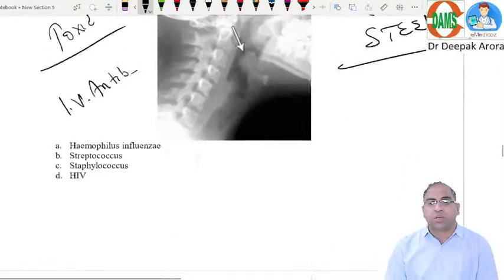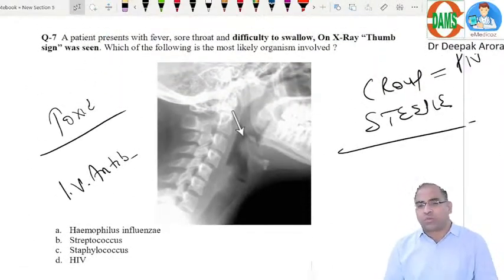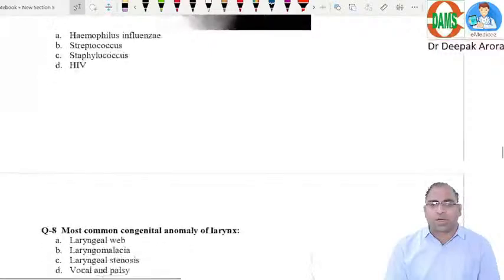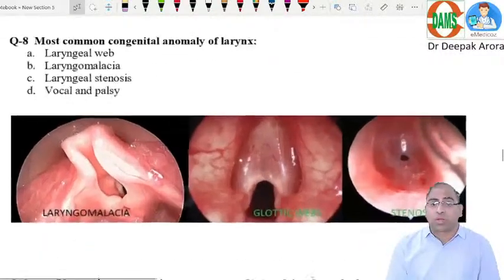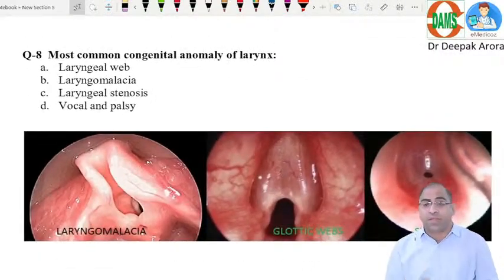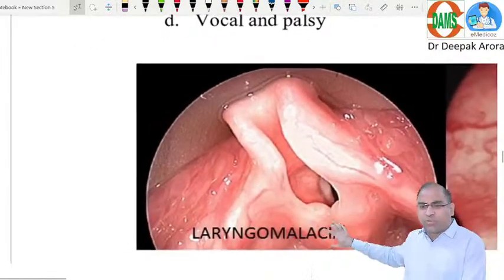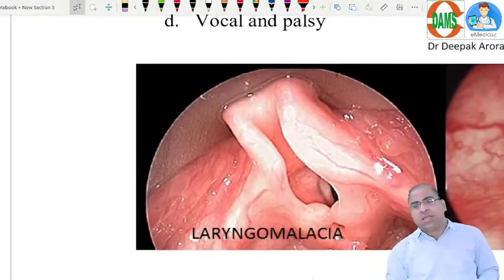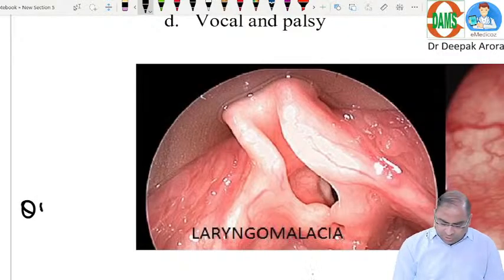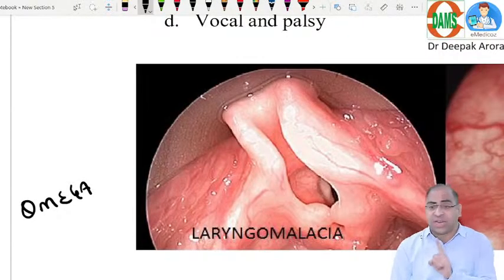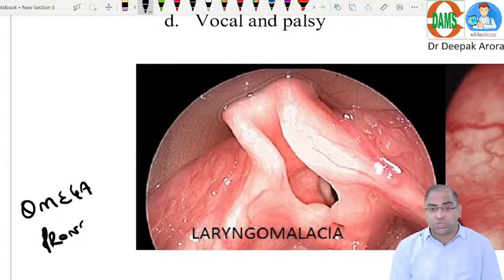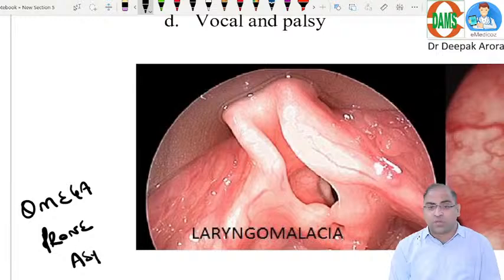Coming to the next one, they will ask you which organism is there, so we'll be going for streptococci. Coming to the next one, most common congenital anomaly of the larynx. I am telling you, 99% the MCQ will be on laryngomalacia. It has an omega shaped epiglottis, the child is comfortable in prone position, and the newborn is asymptomatic. Therefore, I go for wait and watch.